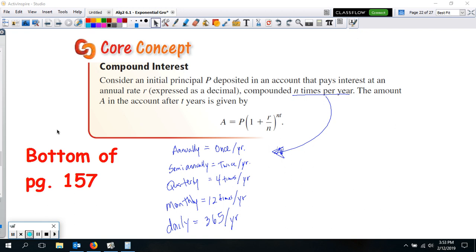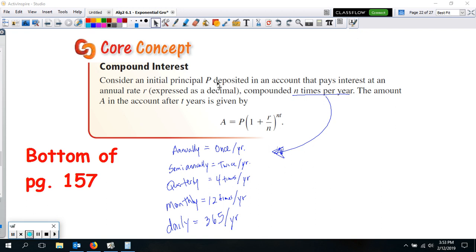Okay, moving on, staying on 157, really, where the concept here of compound interest is. Compound interest is an exponential problem. You can see here's the formula they're giving you for compound interest. It's an exponential formula with the nt power here. And let's look at what it says here. It says, consider an initial principal, P, deposited in an account. So when we're talking about compound interest, we're talking about money in bank accounts.